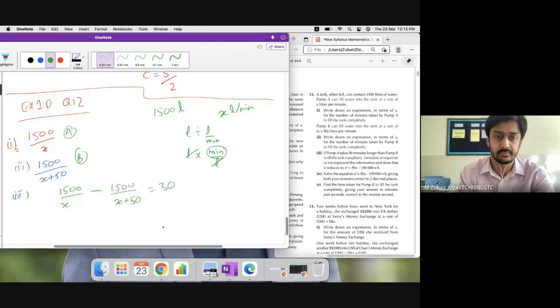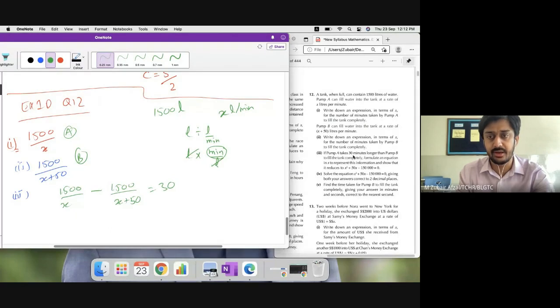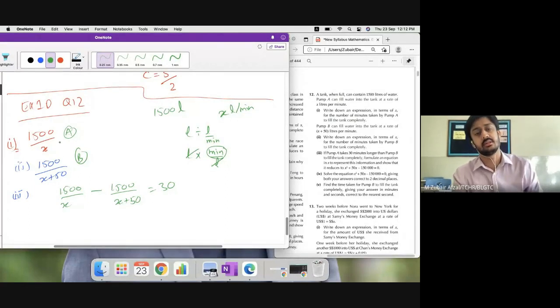Any confusion with this? Sir, why did you write X first and X plus 50 after that? Read the third line. It says pump A takes 30 minutes longer, it already says that A is larger. A is taking 30 minutes more than pump B. It is given in the question. Also we can see that 1500 divided by X is a larger number than 1500 divided by X plus 50 because the denominator is smaller in case of A.